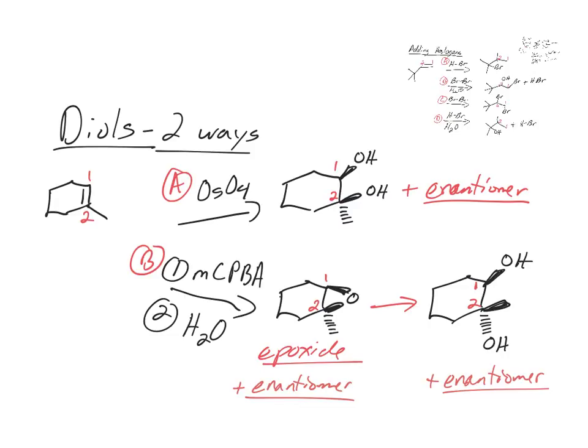Those are the two ways you know to make diols. One is a syn diol. Both diols are wedged or hatched. The other is anti or trans. You can also call this cis. You know, two ways to make diols, they give two different types of products. Because they obviously have different mechanisms.